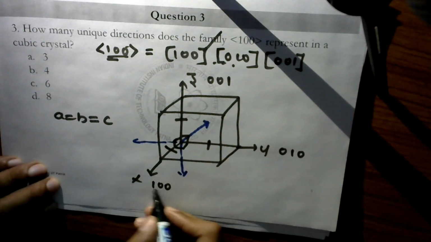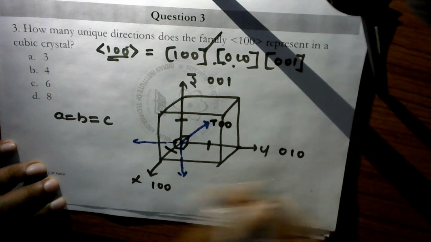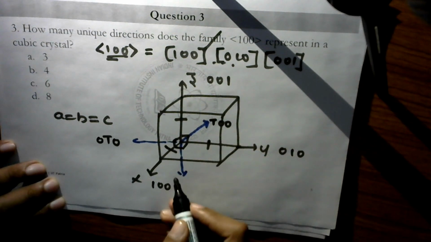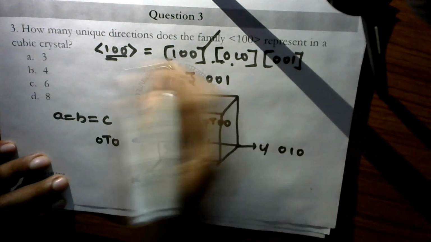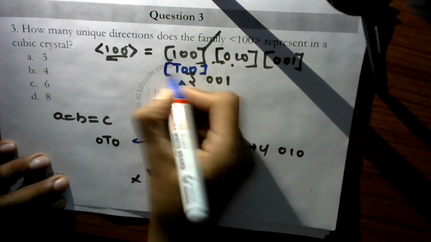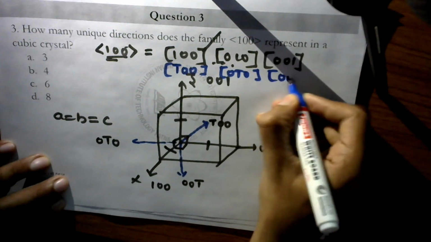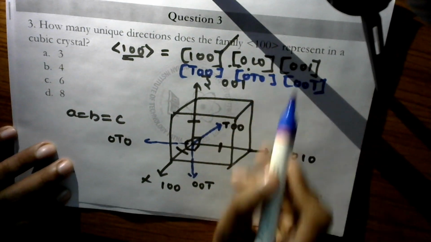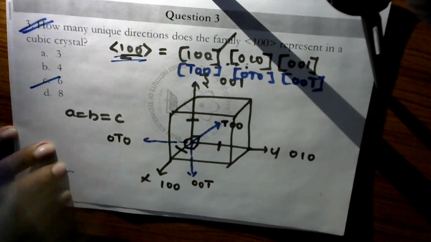So opposite to the x-axis 100, we'll just negate it: 1 bar 0 0. Opposite to the y, 010, so 0 1 bar 0. Opposite to 001 will be 0 0 1 bar. So again we will write the three things over here: 1 bar 0 0, 0 1 bar 0, and 0 0 1 bar. So that's how we can say that the total number of directions corresponding to this family are 1, 2, 3, 4, 5, 6, total 6.